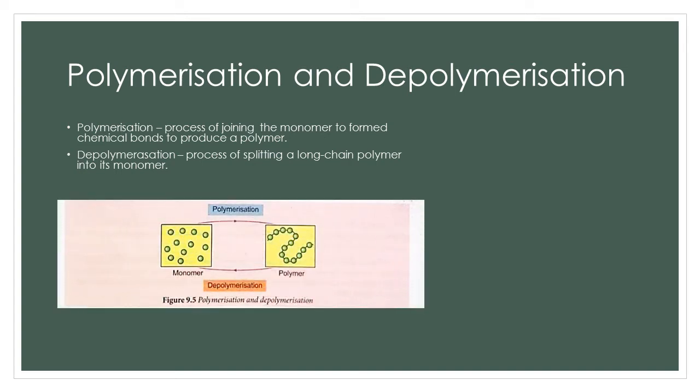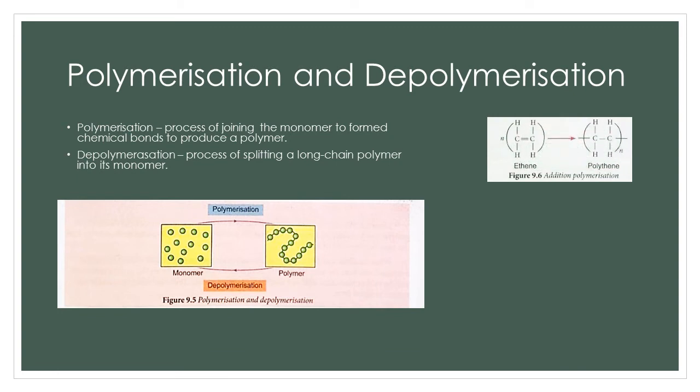Okay, so look at the diagram. From monomer to produce polymer, the process is polymerization. But from polymer, if you want to break it down into monomer, the process is depolymerization. So these two processes you have to remember: from monomer to polymer, we call it polymerization. From polymer breaking down into monomer, we call it depolymerization.